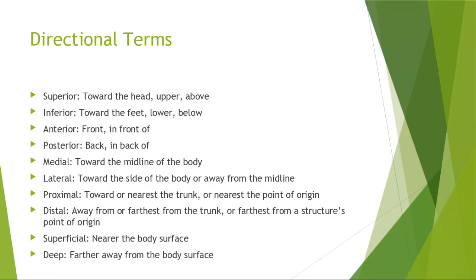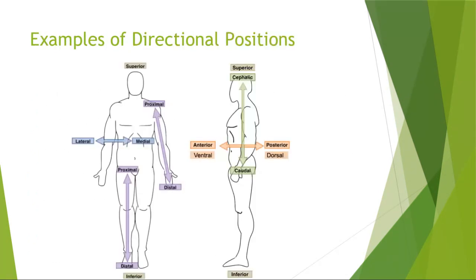So here is a breakdown of the directional terms. Superior. Superior is towards the head. It is above. Inferior is towards the feet. I'm going to go here and let you visualize what I'm talking about. So inferior is at the feet. So think of it being below you. It's at the bottom. So inferior is towards the feet, lower or below.